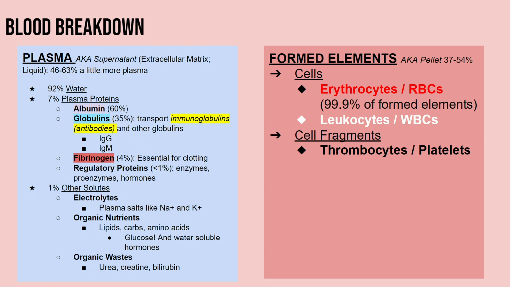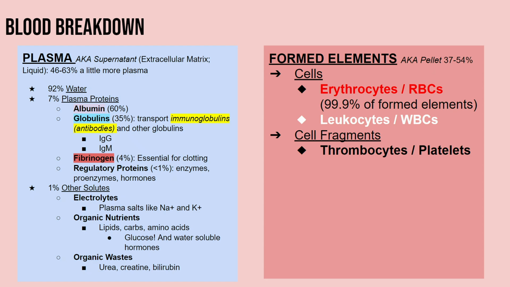So here's that broken down with some more details. So the plasma is 92% water. That's a lot of water. The plasma is also known as the supernatant. And in total, it's 46 to 63% of blood. So then 7% is plasma proteins. A big chunk of that is albumin, which I'll talk about in the next slide.